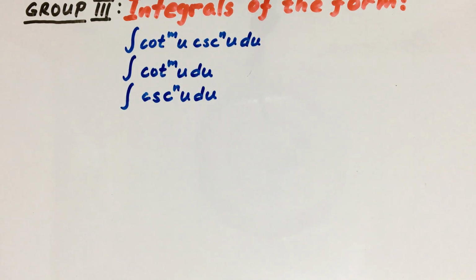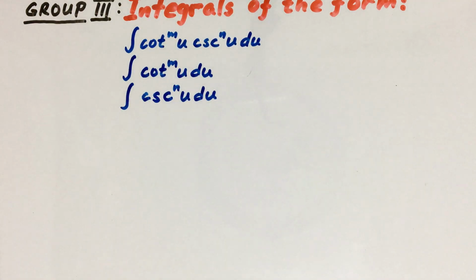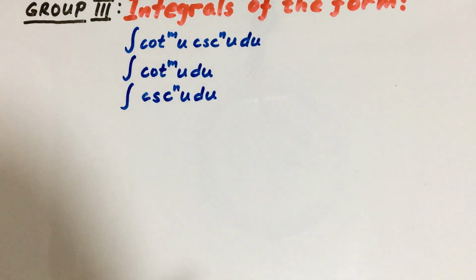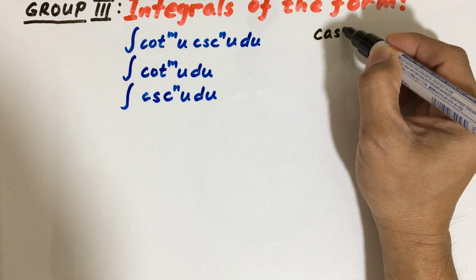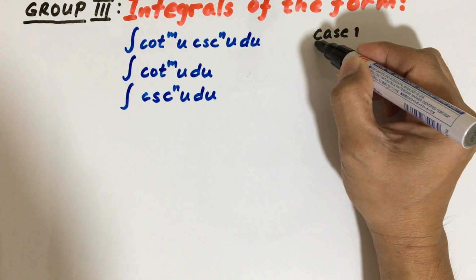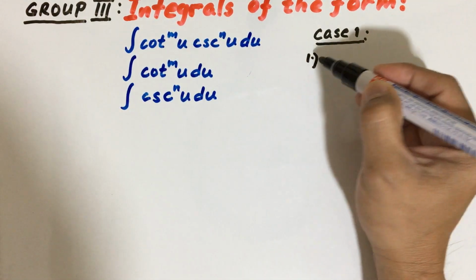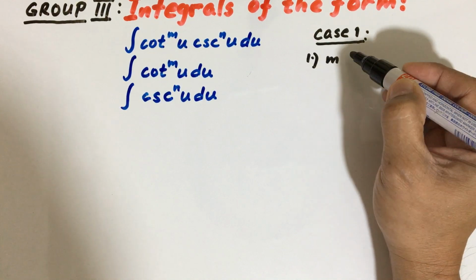So for case 1, the condition is that m is odd. Okay, so I will write here for case 1. Let's summarize case 1. Number 1, this is the summary for case 1 of group number 3: m is odd.